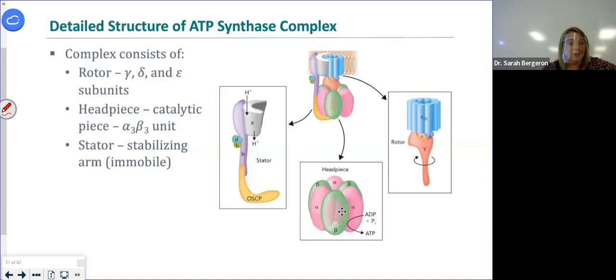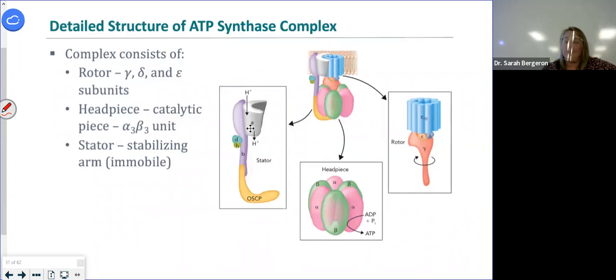Then they're going to have to induce a conformational change. They're going to phosphorylate the ADP and then release ATP. So that's the headpiece. Now, if you look at the part of the molecule that allows the hydrogen ions to come through, that's going to be here. So do you see how hydrogen ions come in and they go out?